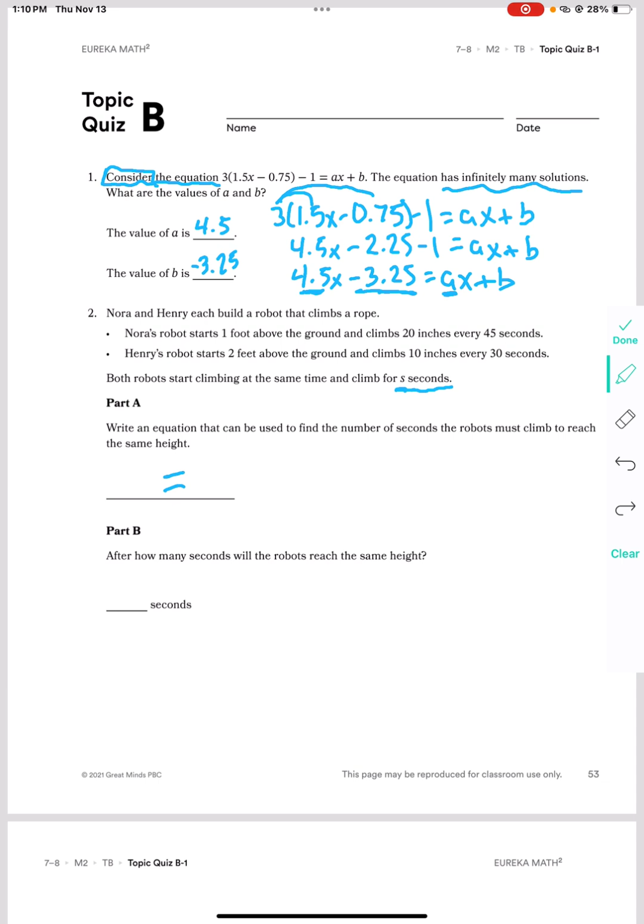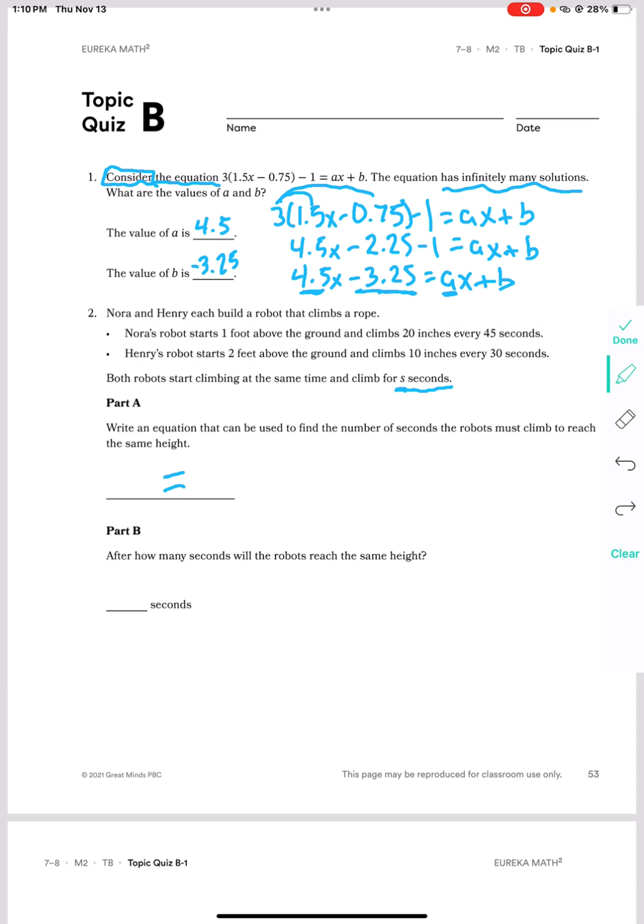Okay, so if we break down Nora's information, it says Nora's robot starts a foot above the ground. So normally in my head, I would want to do a +1 because it's 1 foot. But if I continue reading the problem, I'll see that it climbs 20 inches. Since they're using inches when they talk about it climbing, just to make sure all of my measurements are talking the same way, I will want to change feet to inches because that's an easier conversion.